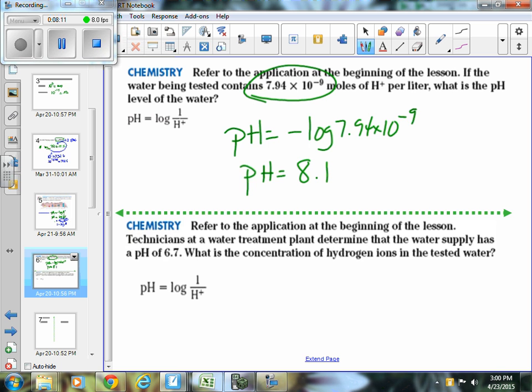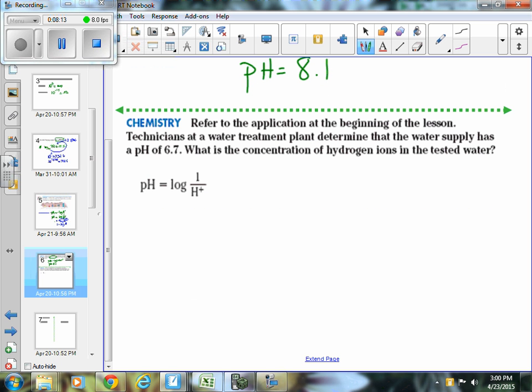Well, now we can go the other way as well. So it says, technicians here said the water supply has a pH of 6.7. So they're figuring out that their pH is 6.7. So that's what they calculated to be. I'm going to use the other formula again. So negative log of the hydrogen concentration. So if they want you to solve for what the hydrogen concentration is, we kind of need to work backwards to figure this out. So really what you're saying is 10 to what power?